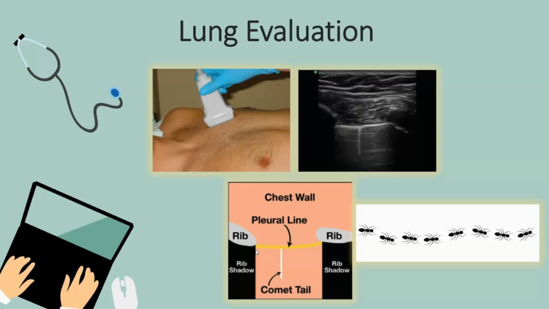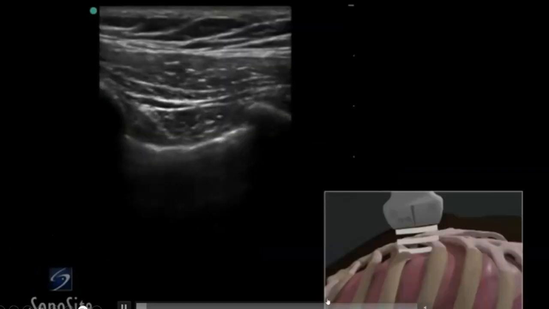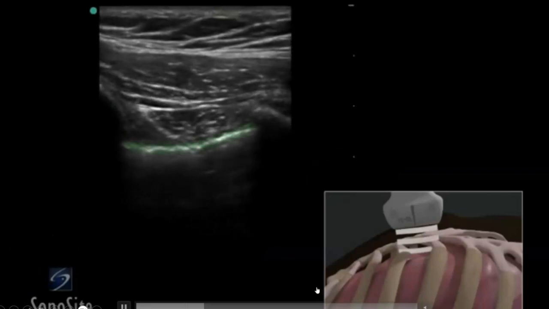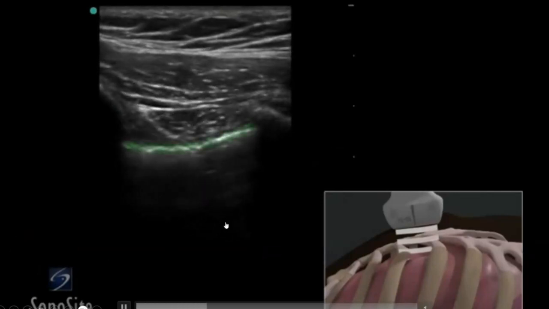You can also look for what's called a comet tail, which is a normal artifact that's usually present in patients. That's a vertical line. Okay, so we can see on the video here the nice rib shadows, and in between the two rib shadows, you've got this beautiful sliding of pleura that looks like little ants.